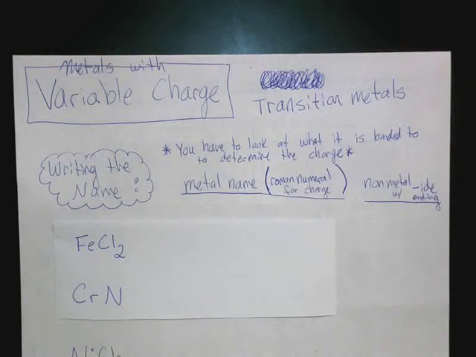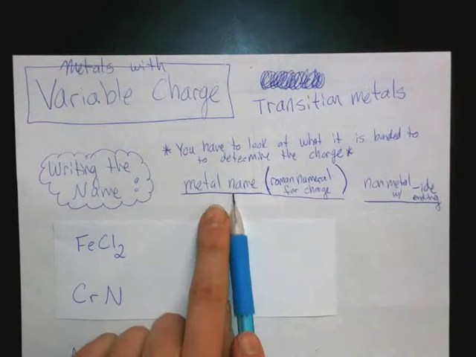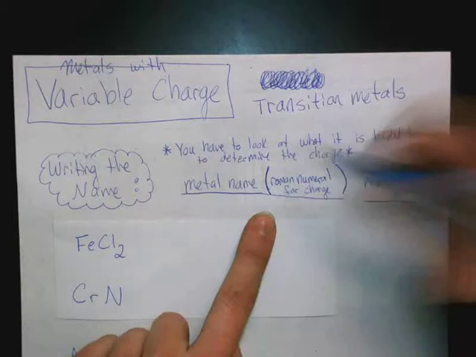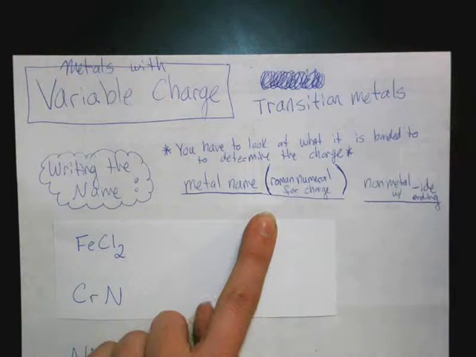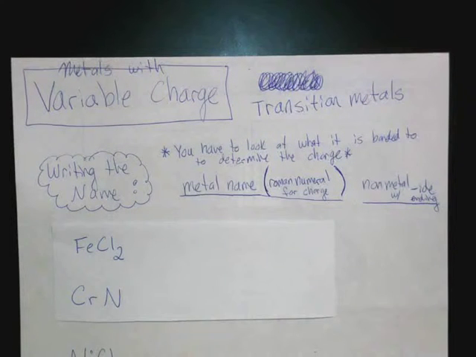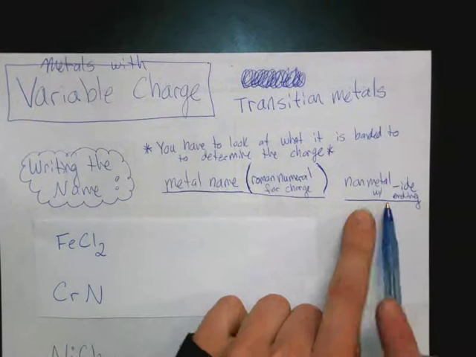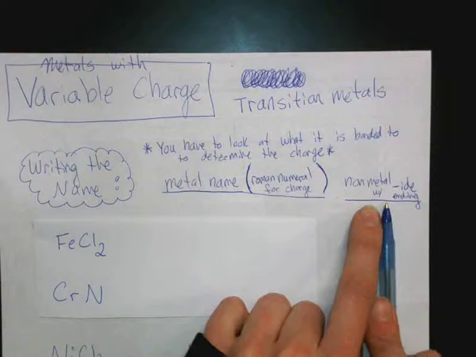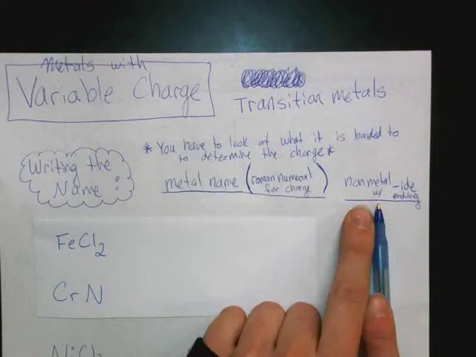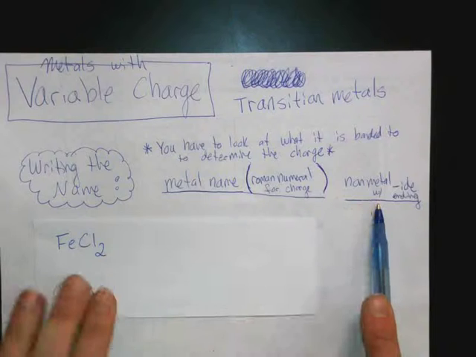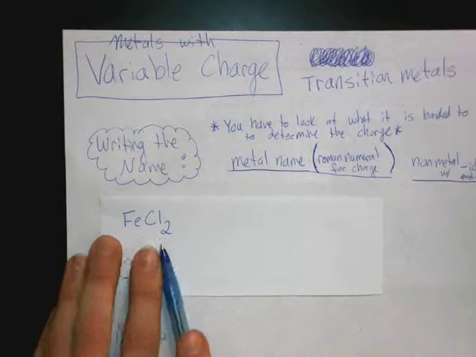When I write my name, I'm going to put the name of the metal, and then to indicate the charge, I put the charge in Roman numerals in parentheses. That tells me the charge of my ion, or the metal. And my non-metal, similar to the previous video in part 1, is going to end in an IDE ending. So, for example, FeCl2.